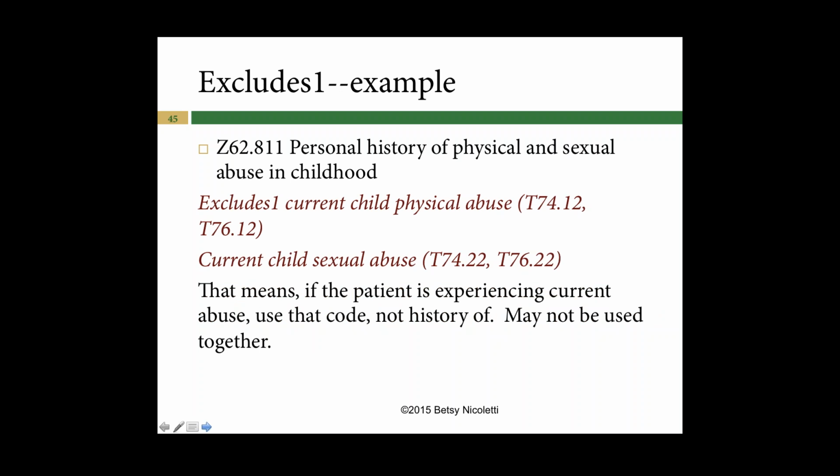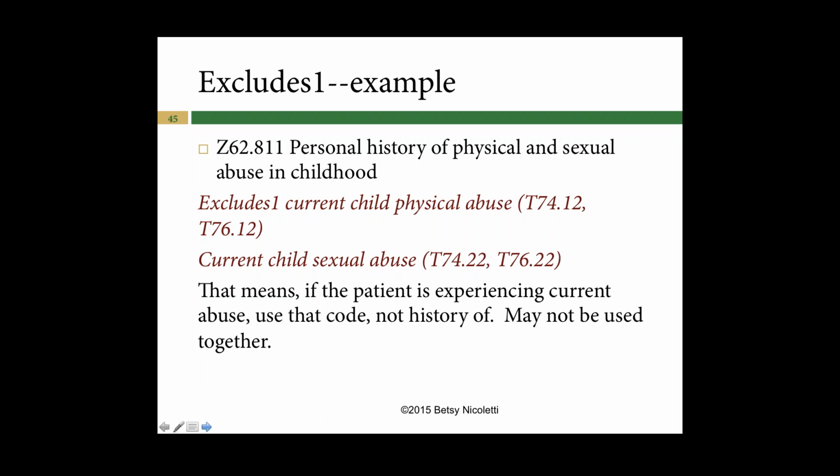And here's an example of that. In Z62.811, personal history of physical and sexual abuse in childhood, it excludes one, current child physical abuse or current child sexual abuse. And whenever we see those excludes codes, it tells you exactly where that other code is. Or if it said code first, it told us what the code for Parkinson's disease was in that early dementia example that we had, so that we can go back and find that code.